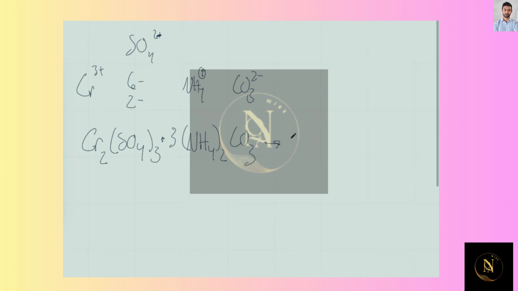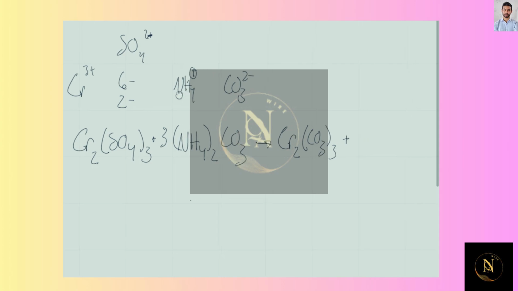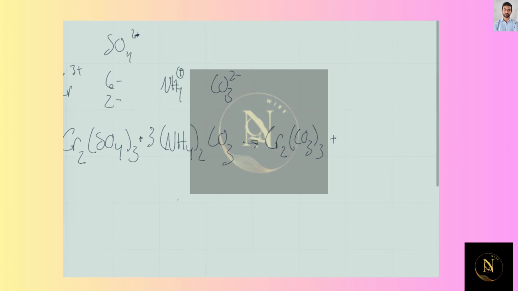So we should be able to just swap these here. Chromium, now we're going to have CO3, and we're going to have 3 of those. And we'll have ammonium. How many of those are we going to have? Well, we're going to have 6 of them total, right? And then we're going to have our 3 sulfates. Right? Does that make sense?